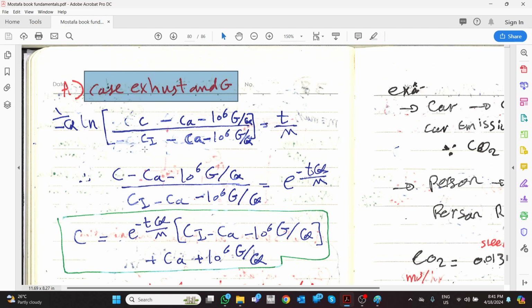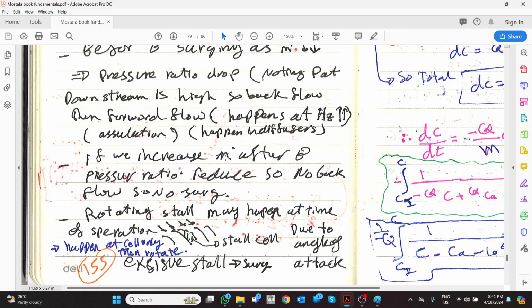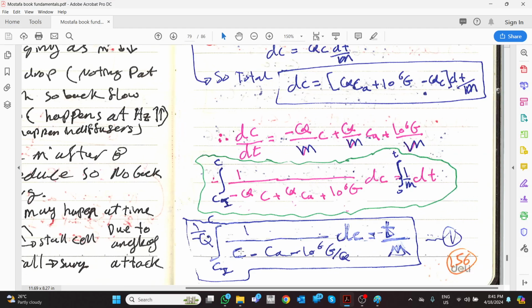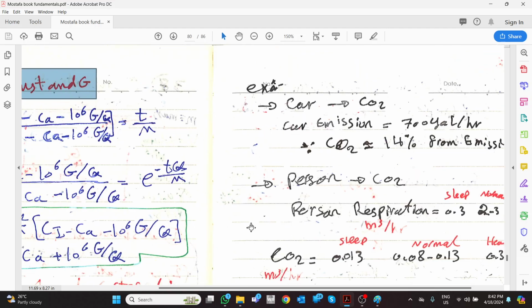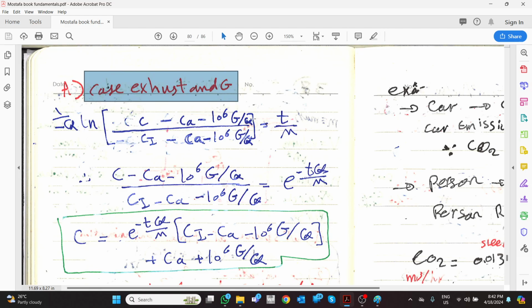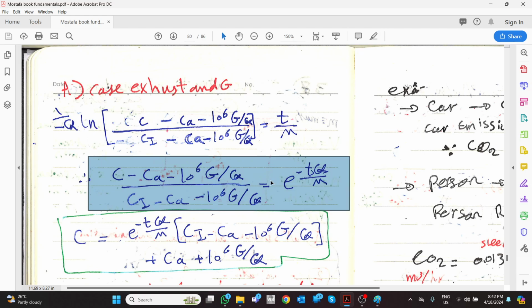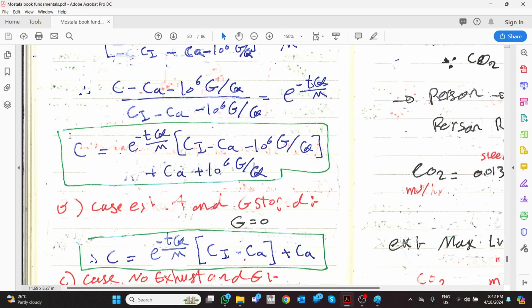So 1 over c, its integration is ln. Because we are applying the limit of the integration, it is c minus c initial, so ln minus ln, which is ln of this over this. Then you will get algebra, this equation; just change the ln to e, so you will get this funky equation.